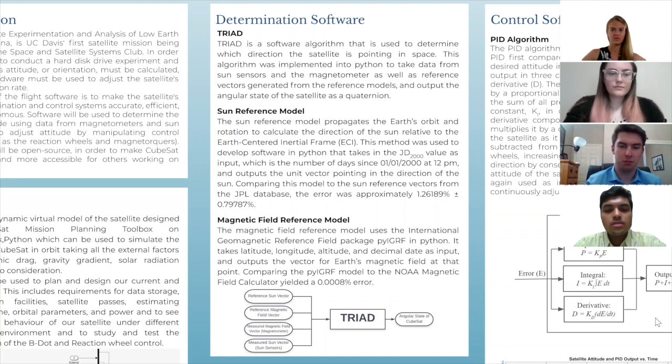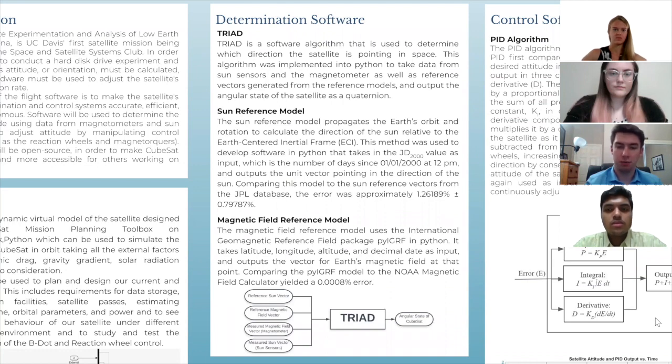The magnetic field reference model uses the International Geomagnetic Reference Field package, PyIGRF, in Python. By using this package, we can just input the latitude, longitude, altitude, and decimal date, and the output will be the unit vector estimating Earth's magnetic field at that point. Comparing the PyIGRF data to the NOAA magnetic field calculator, we also found that there's a very small error.